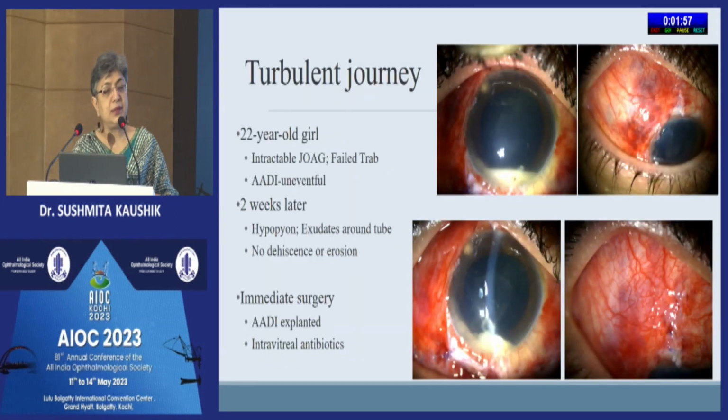So this is a turbulent journey. This 22-year-old girl with intractable JOAG and a failed TRAB had an uneventful ADI. 2 weeks later, she came to us with this, with hypopyon and exudates around the tube. We searched and searched in 2 weeks, but we found no dehiscence, no erosion, nothing to explain it. So it was quite disappointing for all of us.